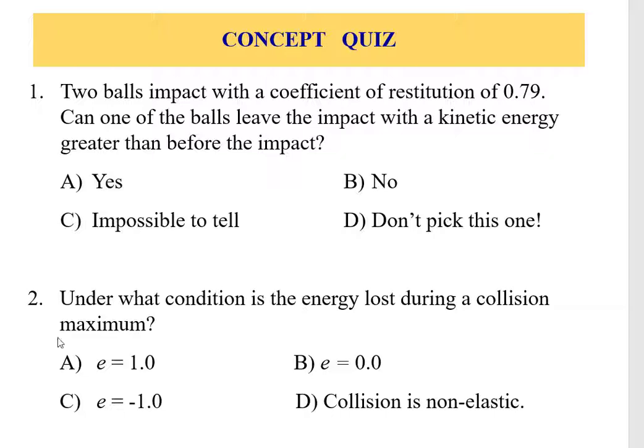Alright, let's take a look at this concept quiz. Two balls impact with a coefficient of restitution of 0.79. Can one of the balls leave the impact with a kinetic energy greater than before the impact? Well, the answer is definitely yes, because nothing has been said about the masses.